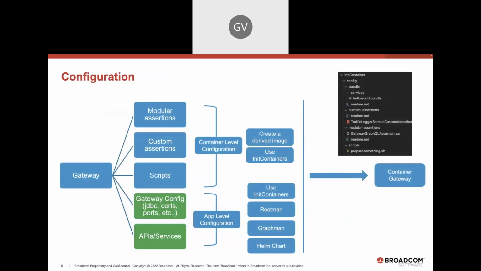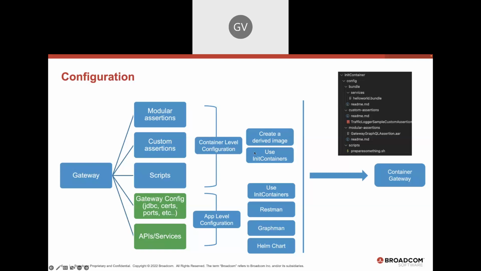So here's a breakdown of the configuration for our init container. We have container level configuration. With that, we have modular assertions, custom assertions, and scripts. I'll show you on the init container examples. There's a breakdown of exactly where each type of file goes. It's a very easy structure to follow. It works with the flag in the gateway Helm chart, so I'll show you how to enable that, as well as how to build an init container that you can use in this context.